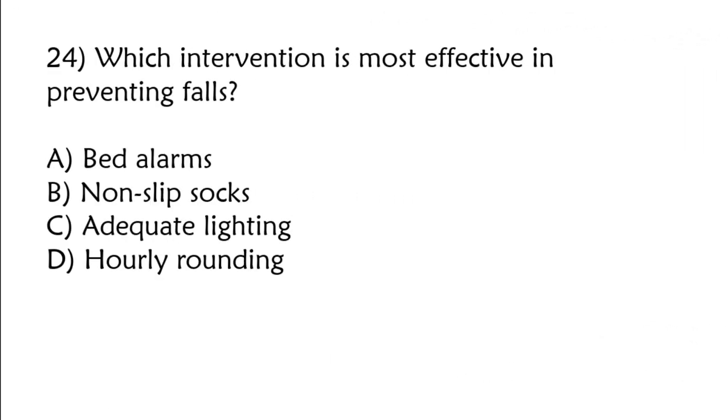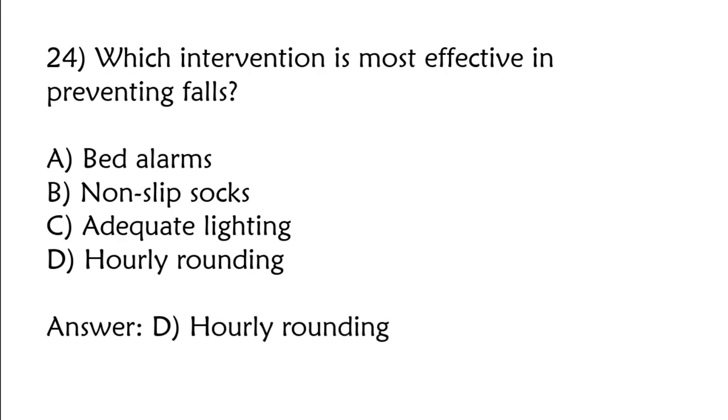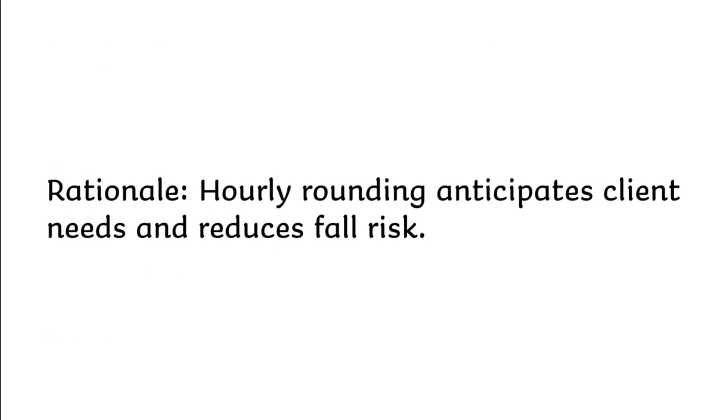Which intervention is most effective in preventing falls? Correct answer is D. Hourly rounding. Rationale: hourly rounding anticipates client needs and reduces fall risk.